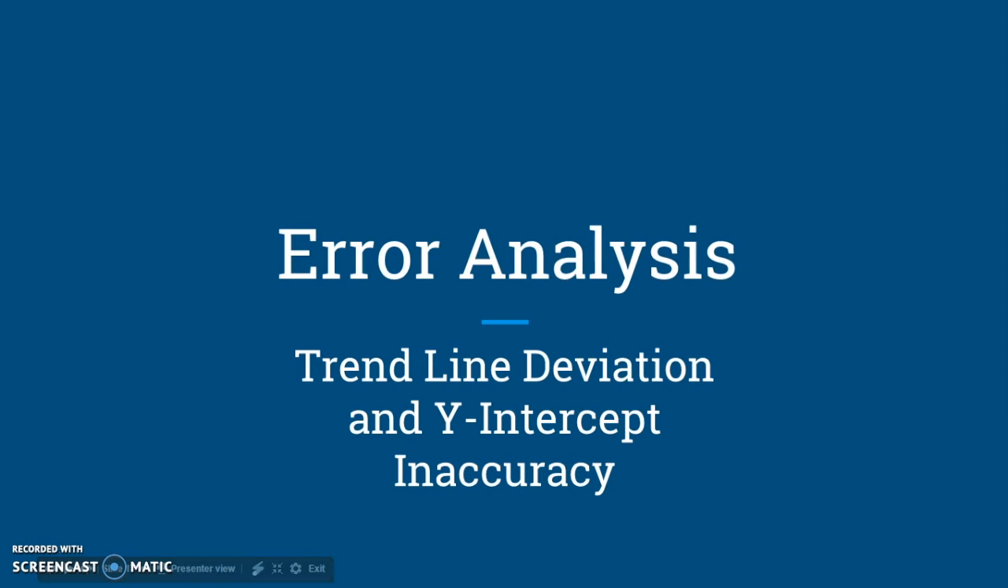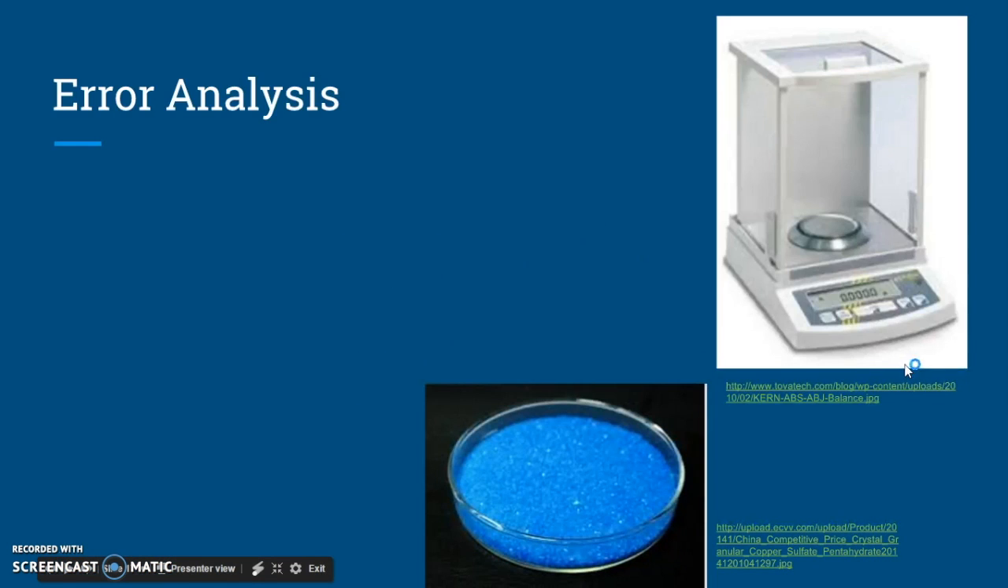In our error analysis, we will be talking about trendline deviation and y-intercept inaccuracy. Some possible ways that an error could have been made to cause the deviation and inaccuracy is possibly scale calibration. The scale might have been out of place while measuring the copper sulfate pentahydrate, and therefore we could have gotten the wrong measurement and therefore wrong molarity and wrong absorbance. Therefore that would throw off our line.